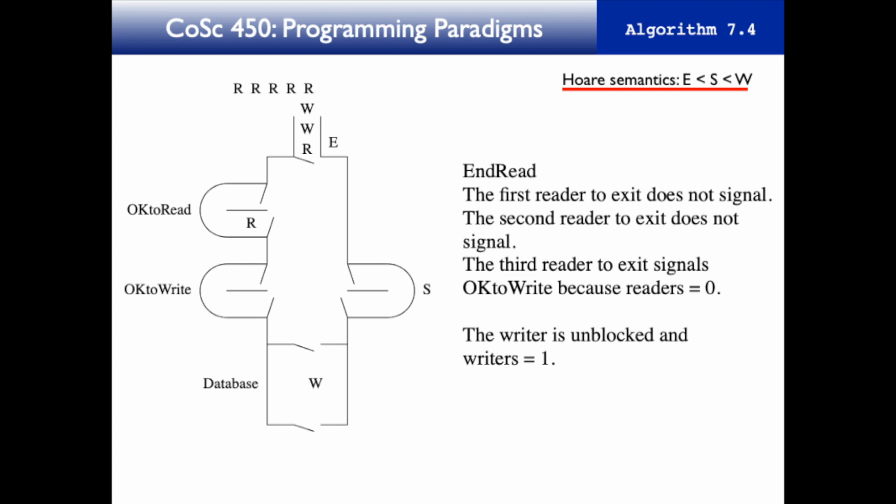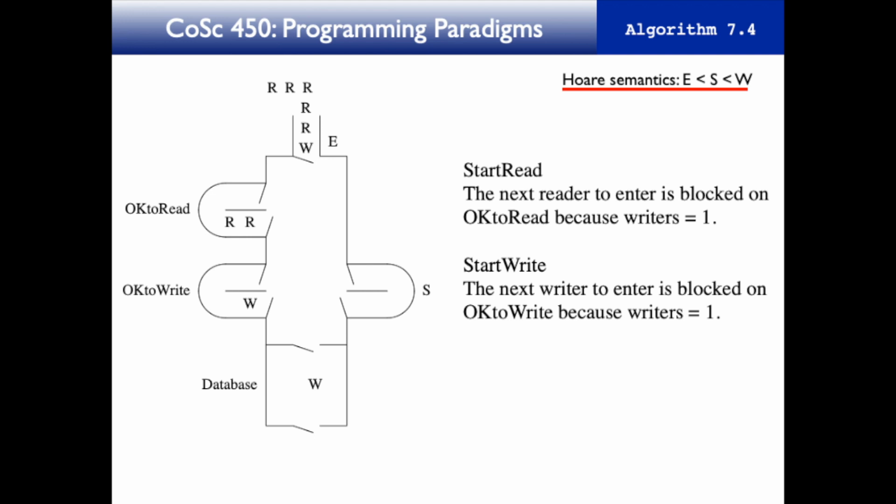And now what's going to happen is we have another reader trying to get in, and so that reader does start read, but of course because there is a writer, that reader is blocked, and so here's the picture. The next reader to enter is blocked on OK to read because writers equals 1. And then we have another writer trying to get in. So he executes start write, but then he is blocked on OK to write because writers equals 1. So now let's suppose that the writer in the database eventually finishes writing the database and exits.